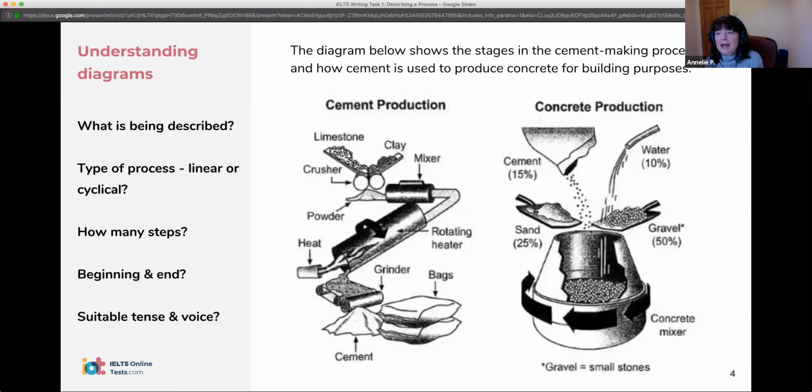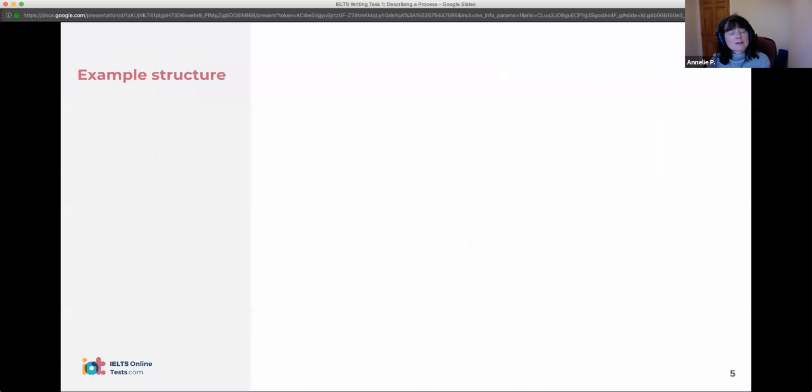Okay, and is it going to be active or passive? Okay, very good. It's definitely going to be with the man-made, the production or the manufacturing, it's almost all passive. Okay, because the object is what's important. If you have a natural process, then you're probably going to have a bit more of a mix between active and passive. Okay, so let's move on now.